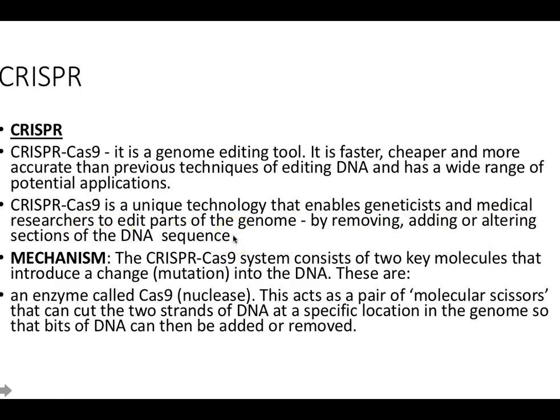The mechanism: CRISPR-Cas9 contains two key molecules that can produce a change in the DNA. The first one is a nuclease, and I want you to know that Cas9 is the name of the nuclease in the CRISPR system. It acts as a molecular scissors. It can cut the two strands of DNA in a specific location so that bits of the DNA can be added or removed or altered. So let's go to the next slide.